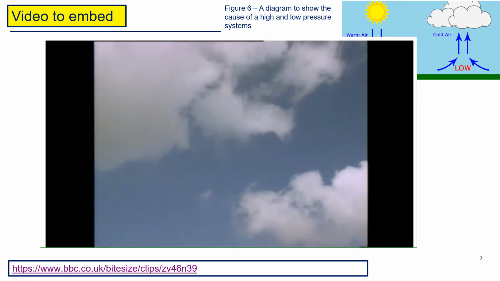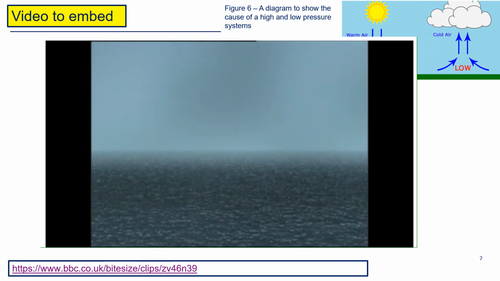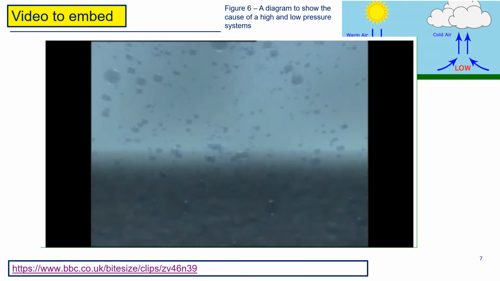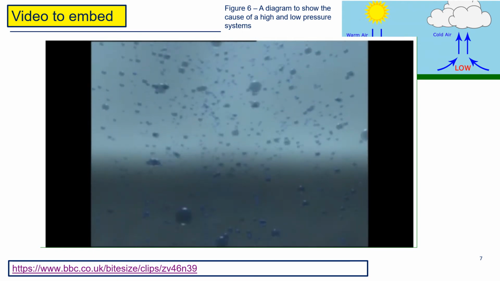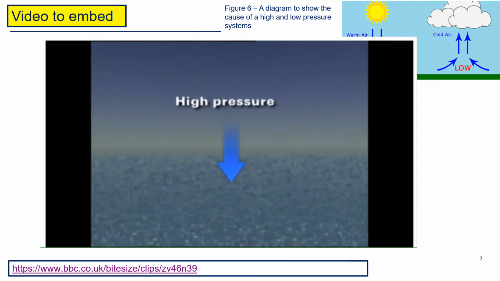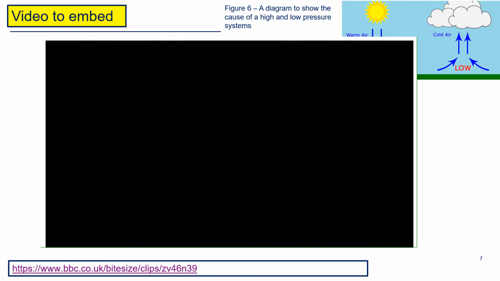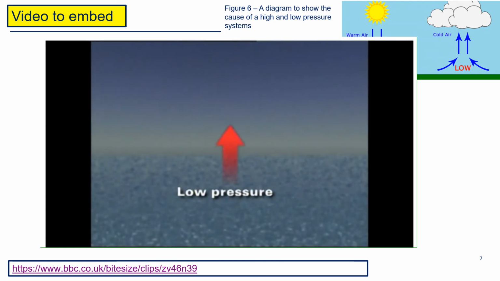The difference in pressure is caused by the moving molecules in the air. When the air is cold, the molecules are packed tightly together. The air becomes denser and begins to sink. The air now presses on the Earth's surface, bringing high pressure. When the air warms, the molecules fly further apart. The air becomes lighter and rises, creating low pressure on the ground.